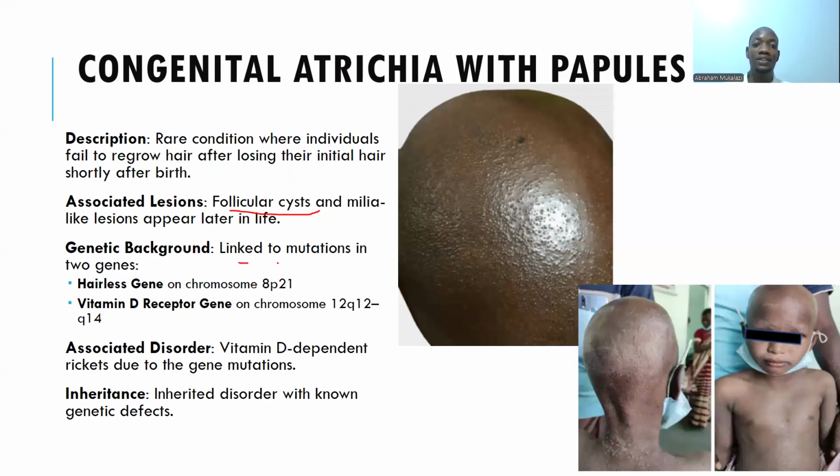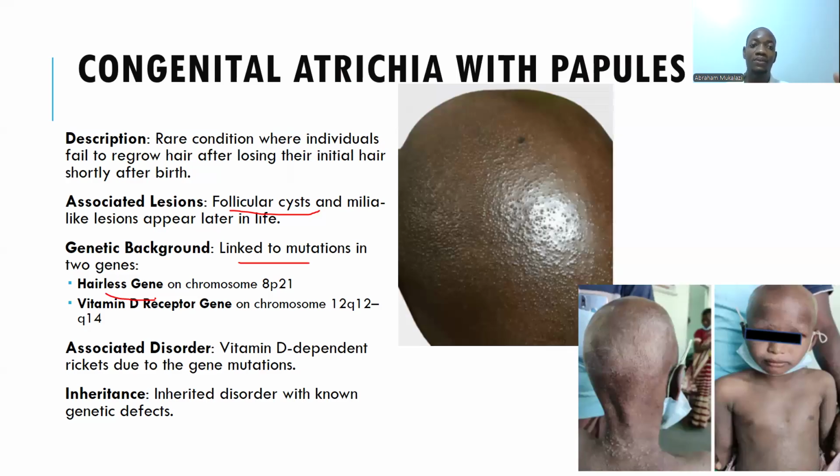So it has been linked to mutations in two genes. The first one is what we call the hairless gene that sits on chromosome 8, locus 21, and the other gene that has been associated with this type of congenital atrichia is the vitamin D receptor gene that sits on chromosome number 12, locus 12. So those two genes are the ones that have been associated with this type of hair loss, and in this case, it is also a non-scarring type.